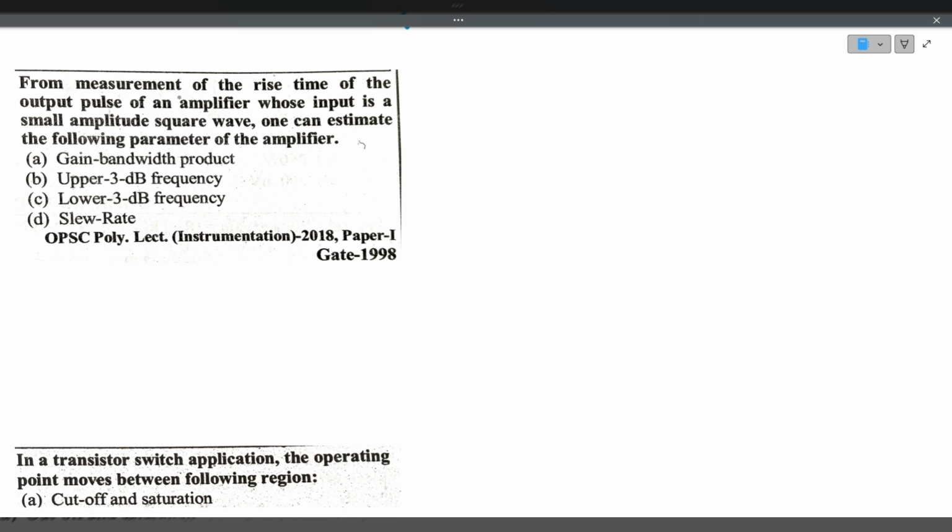We'll see the next question. From the measurement of rise time of the output pulse of the amplifier whose input is a small amplitude square wave, one can estimate the following parameter. See here, this is a transistor, this is the base, emitter, and collector.